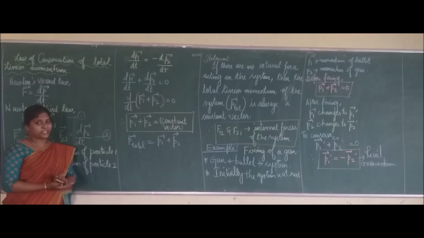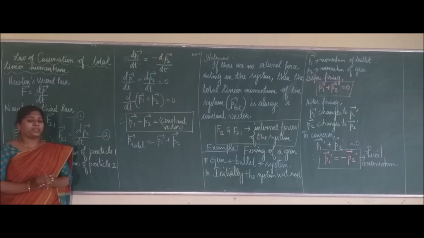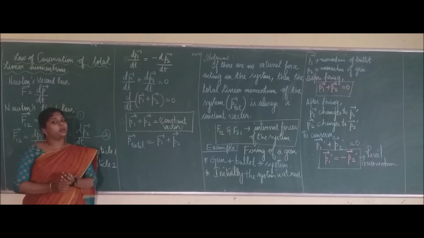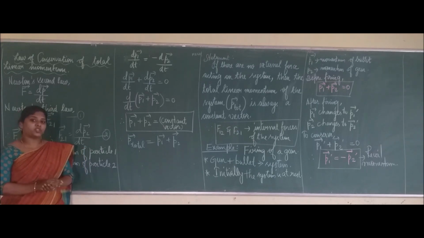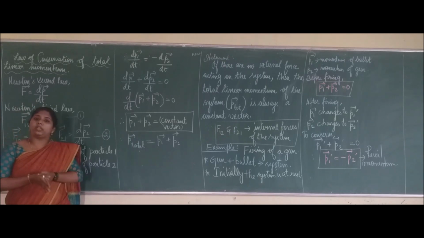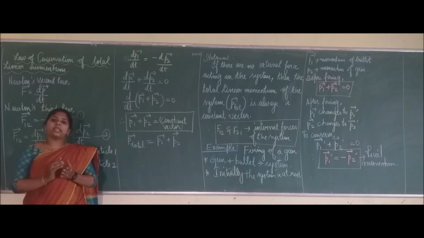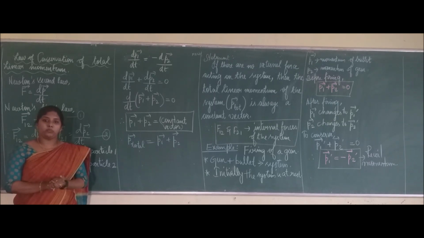The next topic is the law of conservation of total linear momentum. In general for mechanics, there are three conservation laws. The first is the conservation of total energy, the second is conservation of total linear momentum, and the third is conservation of angular momentum. So here our topic is conservation of total linear momentum. How will you conserve the total linear momentum? Here we are going to combine Newton's second law and third law, so we are able to derive the law of conservation of linear momentum.